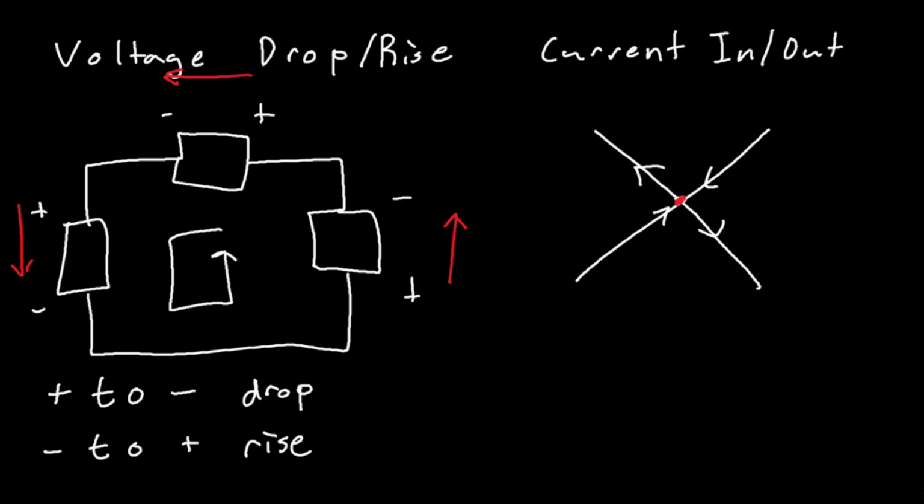Now, keep in mind, if you had a negative current here, like negative 5 amps for this one right here, you could simply flip the arrow and then turn this positive if you wanted to. And now this would be considered current out of the node.